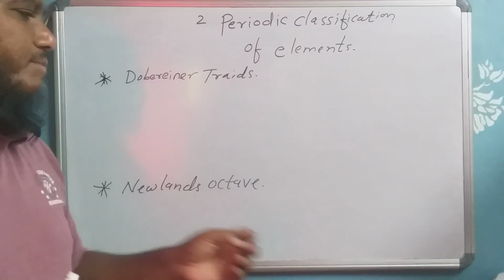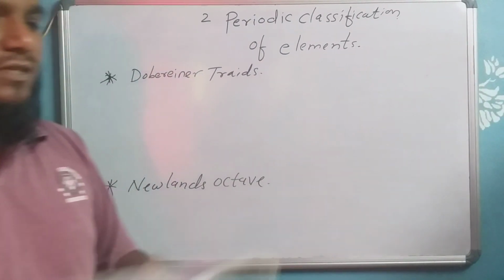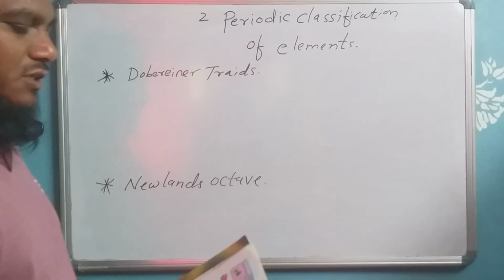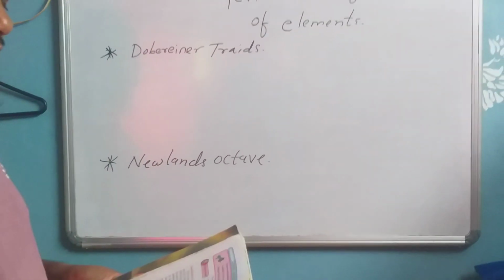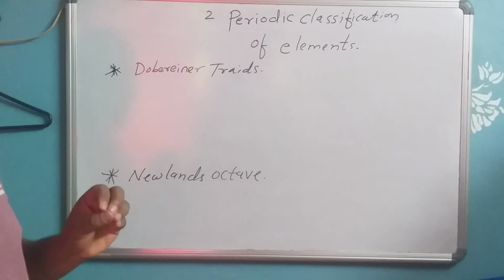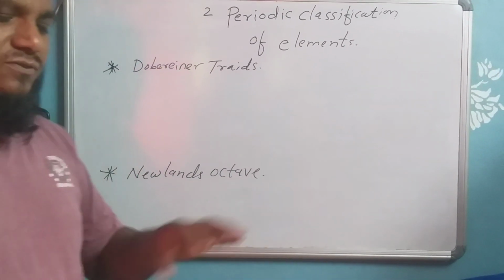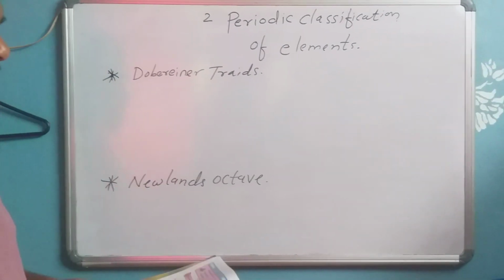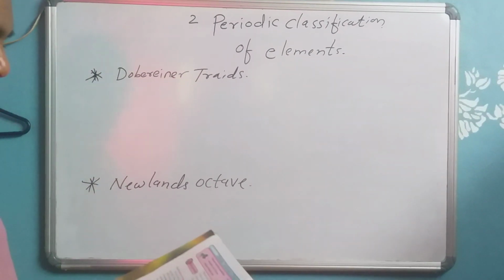Now there are some points given here in the textbook: elements and their classification, Dobereiner's triad, Newlands' octave, Mendeleev's periodic table, and modern periodic table. These 4 points we have to discuss. Among these 4 points, all the topic is covered. Now 4 questions are given on the first page of this topic.